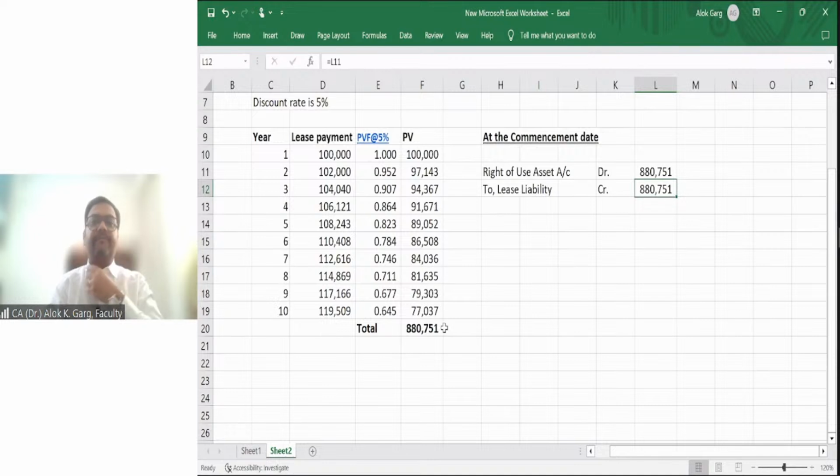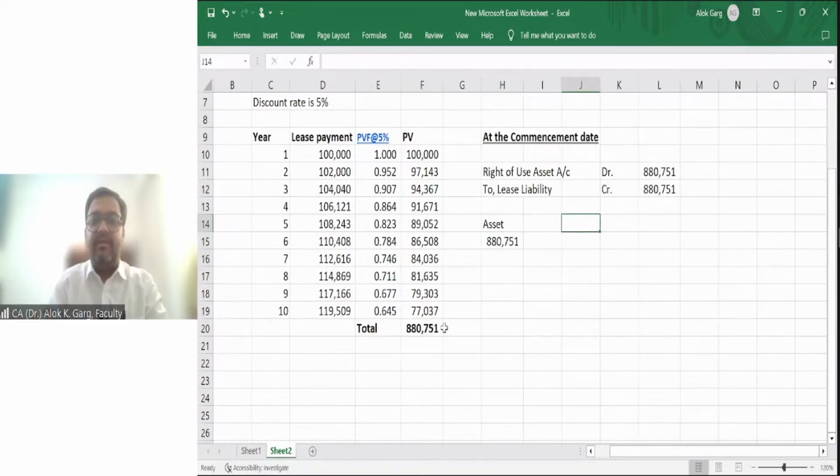I hope it is clear. 880751, right? What is my asset? My asset is 880751. What is my liability side? My liability side is again 880751.